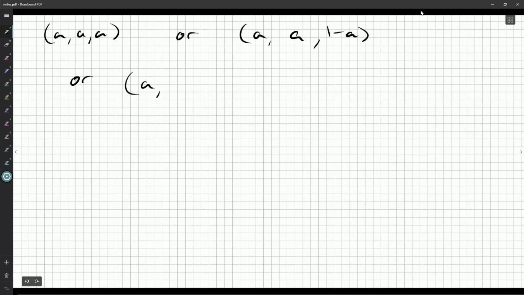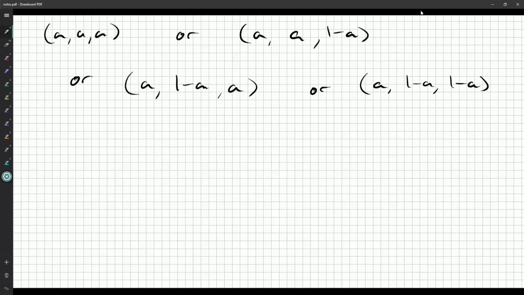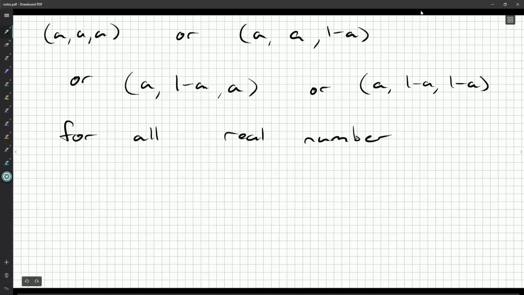Or what else could we have? We'll just keep the A as it is. We could have A, 1 minus A, and A. We're going to have A, 1 minus A, 1 minus A. Now here the B and the C would be equal, but they'd be different from the A unless A were a half. And they didn't say anything about positive integers, so I guess they want triples of real numbers. So I guess for all real numbers A, these are the only solutions to the set of equations.